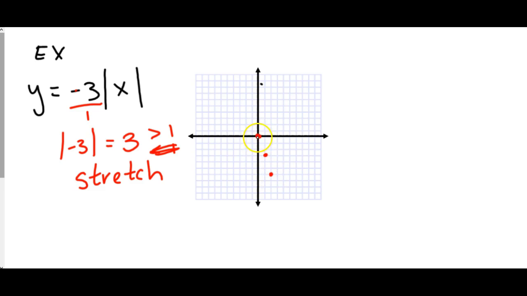But because this is absolute value, we know it's a V shape, so we have to repeat it on the other side. Down 3 spaces, left 1. Down 3 spaces from this point, left 1. And I could keep going and draw as many points as will fit on my graph. So let's see an example with a fraction instead.